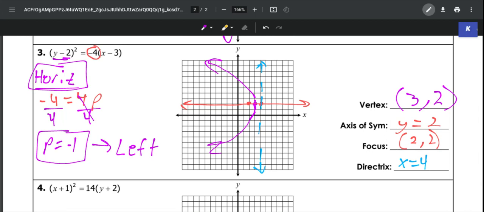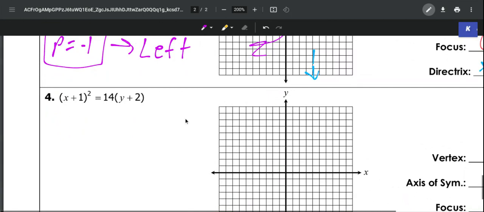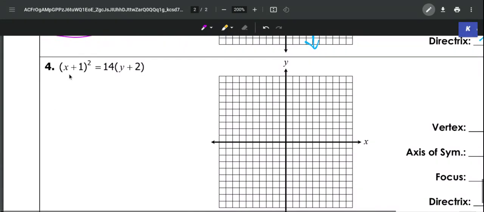All right, then the last one. We've got (x + 1)² = 14(y + 2). So we need to find the type of parabola this is first.